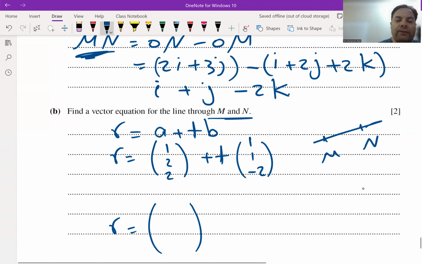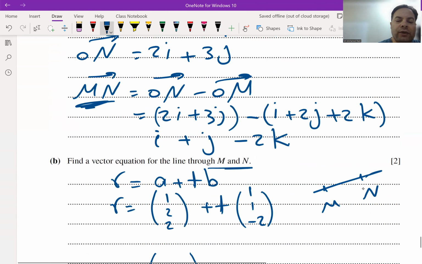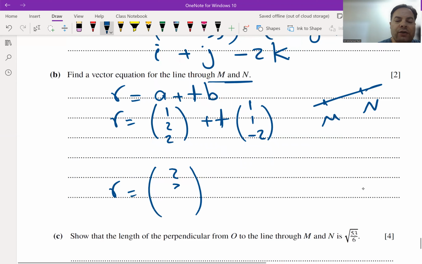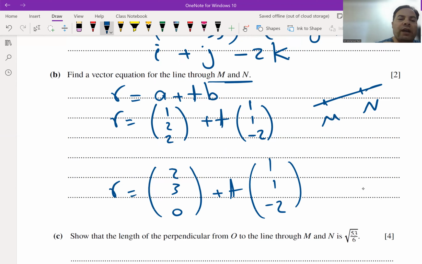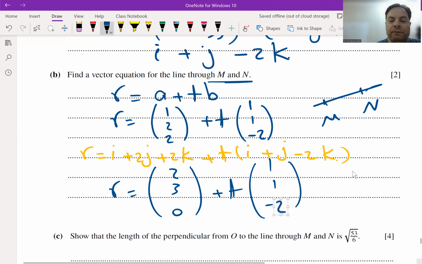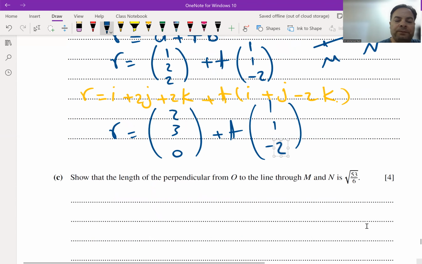It's 2, 3, 0, plus t times 1, 1, negative 2. You can write your answer in terms of i, j, k like this: r is i plus 2j plus 2k plus t times i plus j minus 2k. This is the final answer for the vector equation.